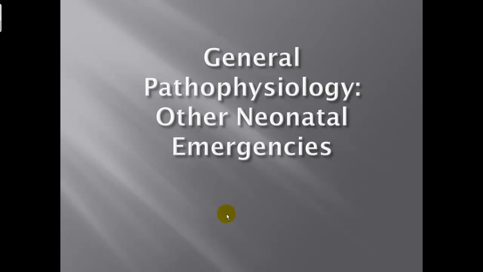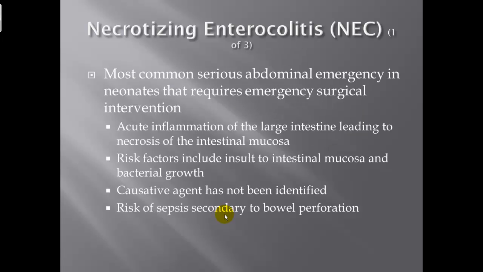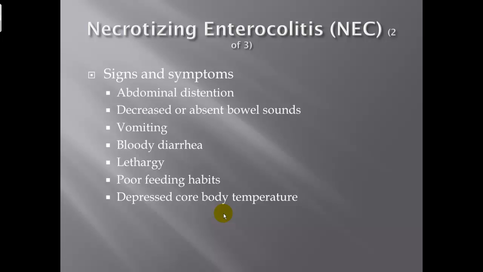General pathophysiology of other neonatal emergencies. Necrotizing enterocolitis. Most common serious abdominal emergency in neonates that requires emergency surgical intervention. Acute inflammation of the large intestines leads to necrosing of the intestinal mucosa. Risk factors include an insult to the intestinal mucosa and bacterial growth. Causative agent has not been identified. Risk of sepsis secondary to bowel perforation, and this would cause peritonitis in the neonate.